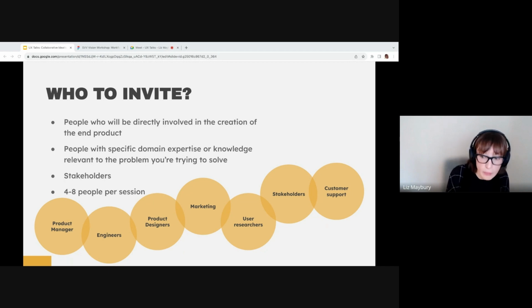And then in terms of numbers, I would recommend about 4 to 8 people per session. I have run sessions with more, maybe 10 people. That does start to get a bit long. It's difficult for people to focus for that long. So anything above 8, if time permits, I would suggest splitting those into different cohorts and running the session a couple of times.